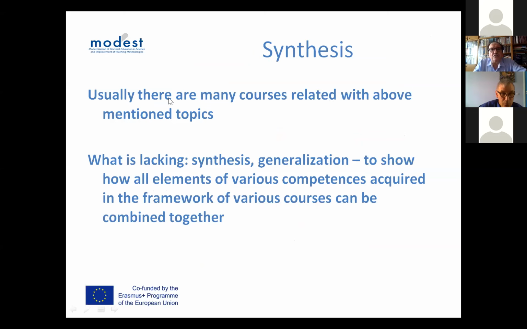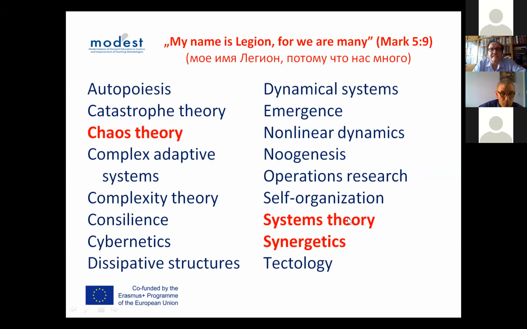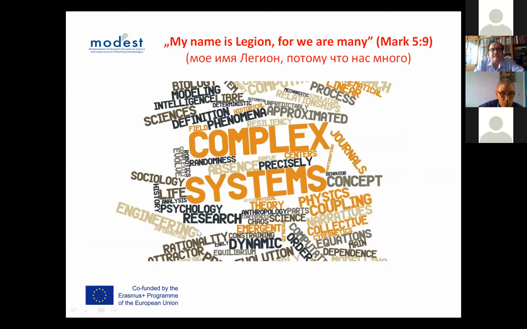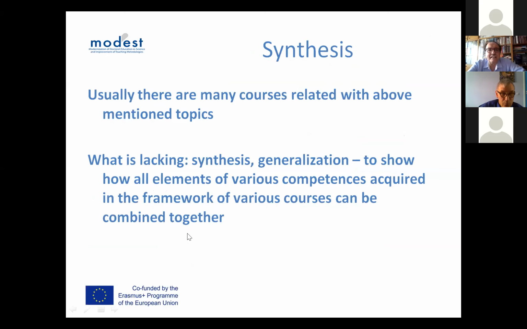What is important is that usually there are many courses related with the above mentioned topics. You have courses on systemic thinking, operations research, game theory, cybernetics, and so on and so on. But what is lacking, we believe that students, or doctoral students, even staff, need is a kind of synthetic generalization to show how all elements of various competences acquired in the framework of various courses can be combined together. And also, the science of complexity is crucial to understand interdisciplinarity.